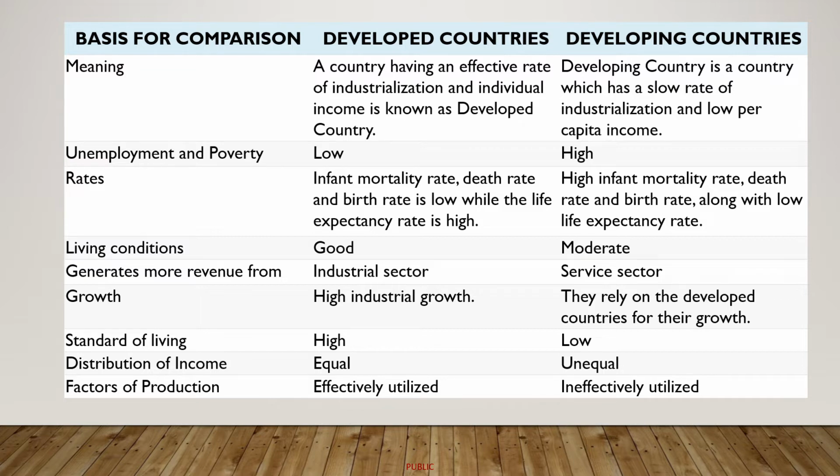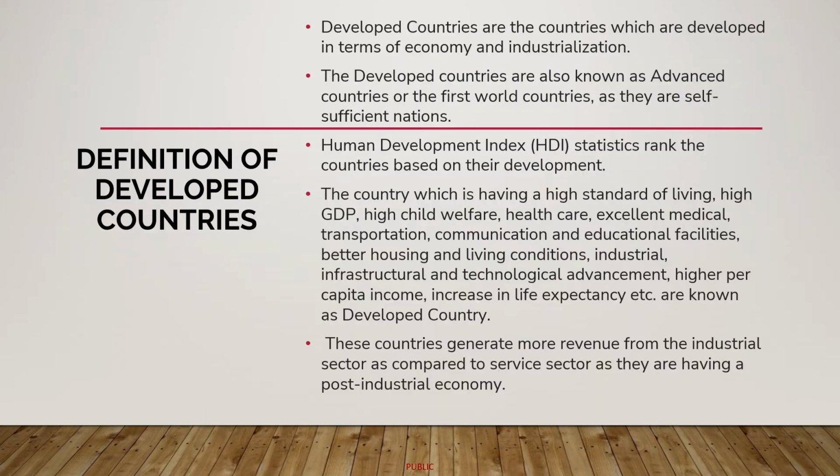Then the distribution of income in developed countries is equal, but in developing countries is unequal. The factors of production in developed countries are effectively utilized, but in developing countries they are ineffectively utilized. So this is a basic comparison chart between both of them. Now the definition of developed countries.